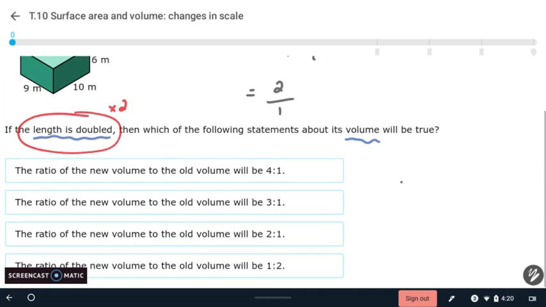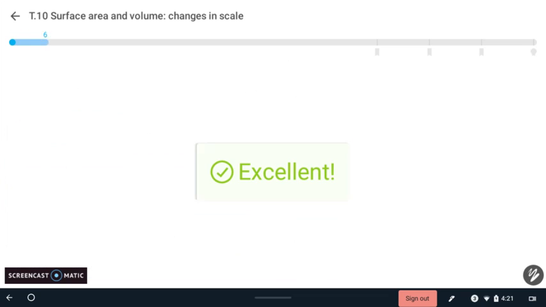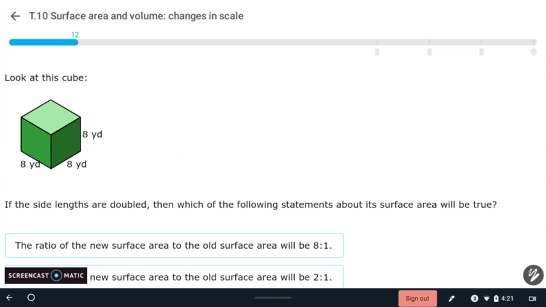Then scrolling down to check out our answers, we're going to see it's either 2 times as big, or in this case, IXL is asking about the ratio, so it wants the ratio. Remember, the top number comes first, so we've got 2 to 1. This is our answer. Okay, so done a lot more quickly than the first problem we did. Didn't even have to plug in some numbers.